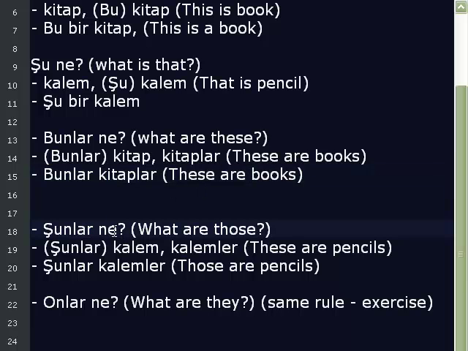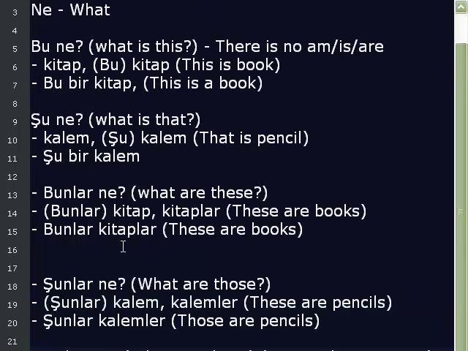And şunlar ne? Kalem. Şunlar ne? Kalemler. Again, if you say şunlar kalemler, this means those are pencils. Okay. Şunlar kalemler. Those are pencils. And I leave this one, onlar ne? What are they? As an exercise for you.